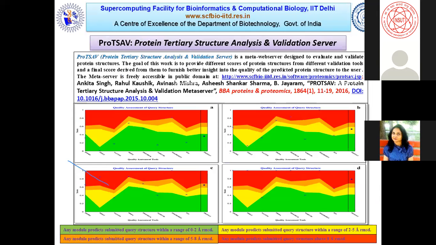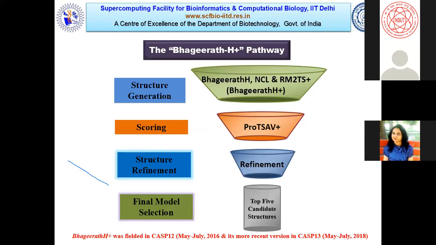And of course, you have to have a validation scoring function. So that is a Bhagirath pathway now. Now, there is an ab initio part, there is a new chemical logic, and this is a higher order Ramachandran map. So that's our Bhagirath H plus. So it has 5 candidate structures and so on.